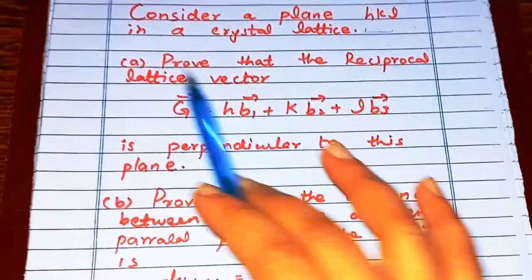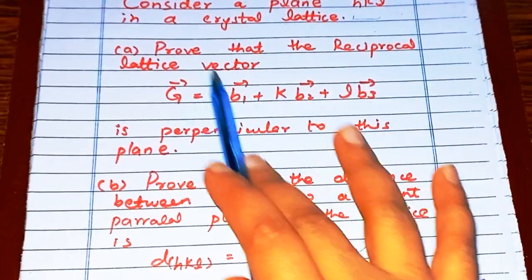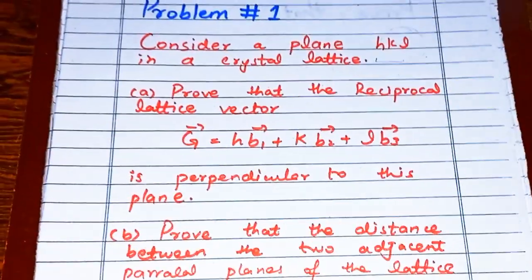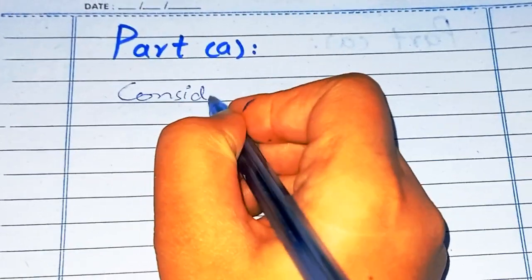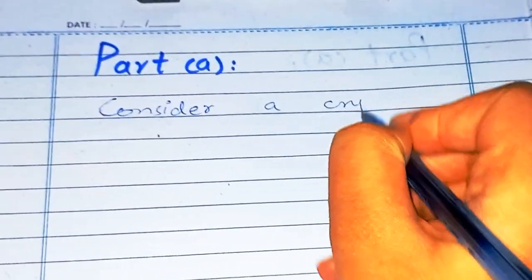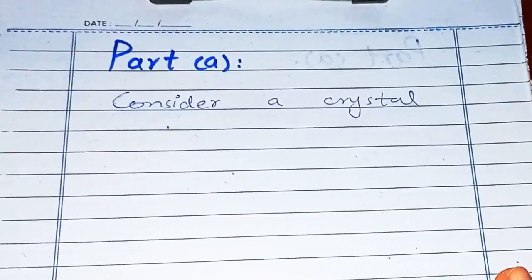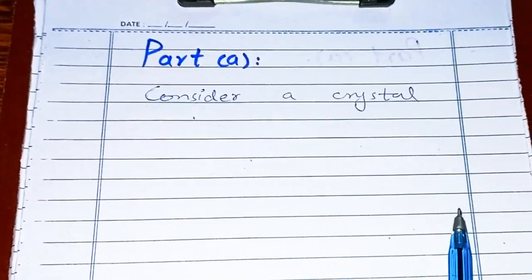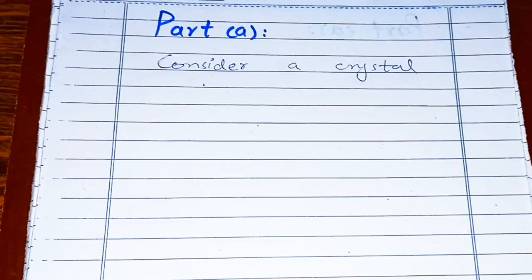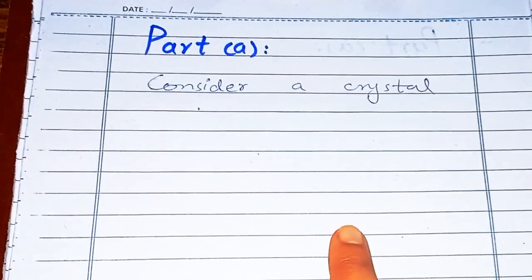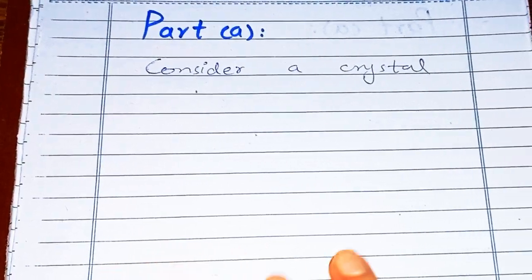So these are actually three different proofs that we need to do in a single problem. First of all, we'll do part A, in which we need to prove that the reciprocal lattice vector is perpendicular to the plane. Let's get started. Consider a crystal lattice. First of all, I'm going to draw the plane inside the general crystal lattice, and that figure will help us do the whole proof. That figure is the most important figure for this proof, so carefully learn how to draw it.